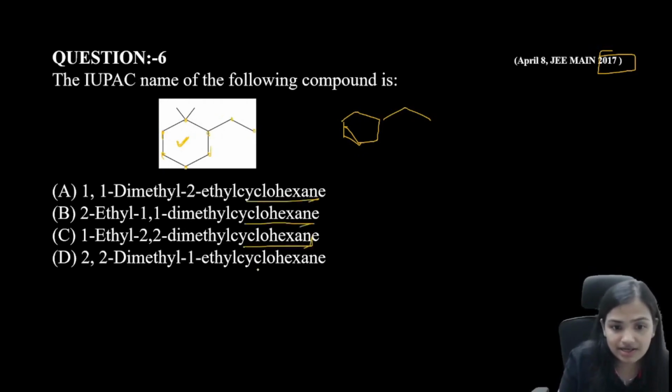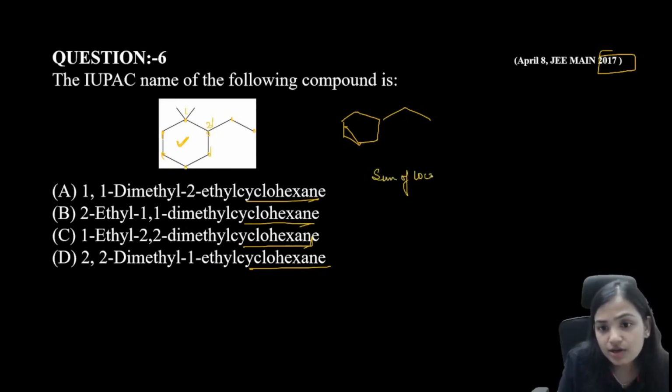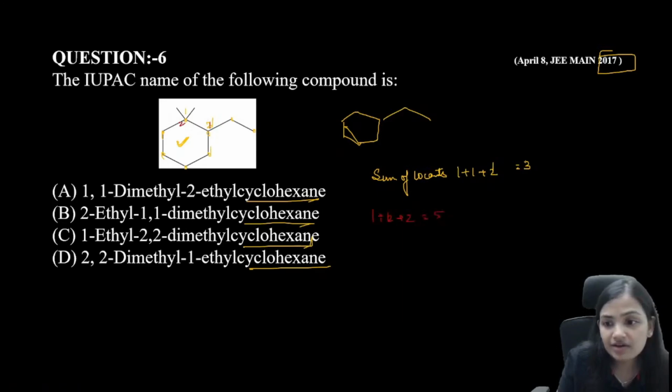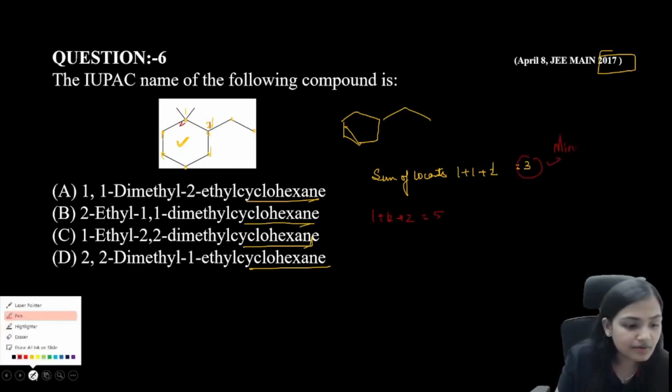Cyclohexane. Now how to give the numbering? Guys, here if you give the number 1 and number 2, the sum of locants will be 1 plus 1 plus 2, so ultimately 3. But if you do the opposite, something like 1, 2, then it will become 1 plus 2 plus 2, that is 5. So I think this is the minimum, so this is better.